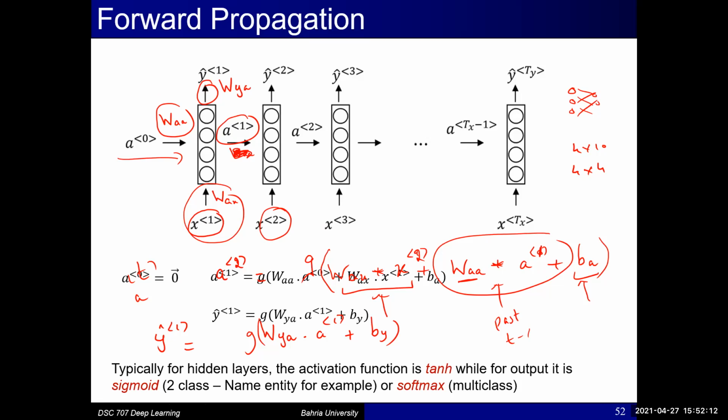So normally in RNN, the hidden layers will be using the tanh activation function. And for the output layer, mostly they will be using either sigmoid or softmax, depending upon whether you are solving a 2-class problem or a multi-class problem.